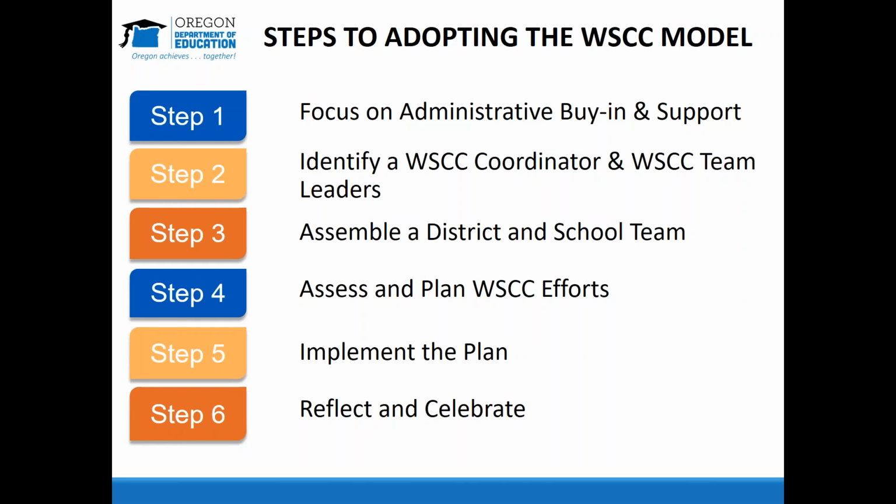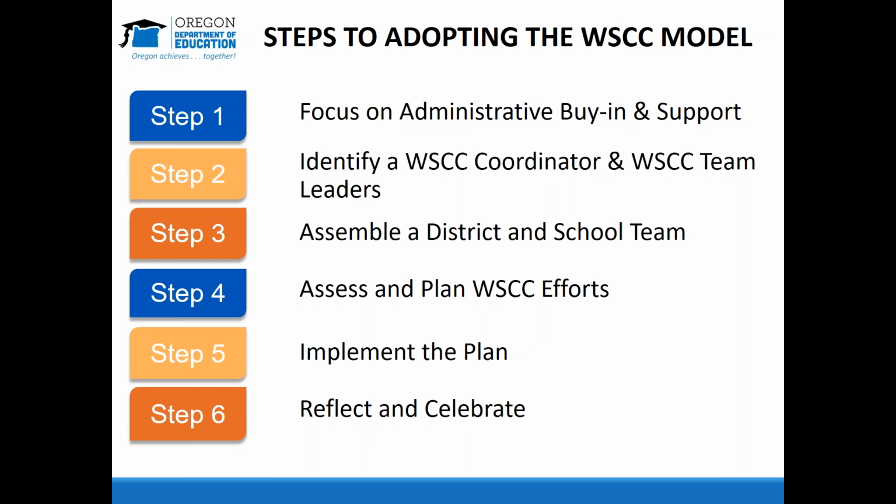So where do we start? The Whole School, Whole Community, Whole Child guide to implementation gives step-by-step guidance for district and school staff seeking to adopt and implement the model. Let's take a look at the steps to adopting the WSCC model.